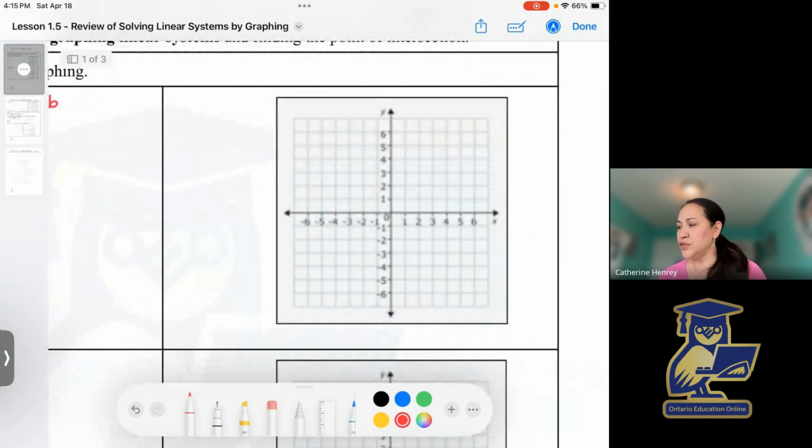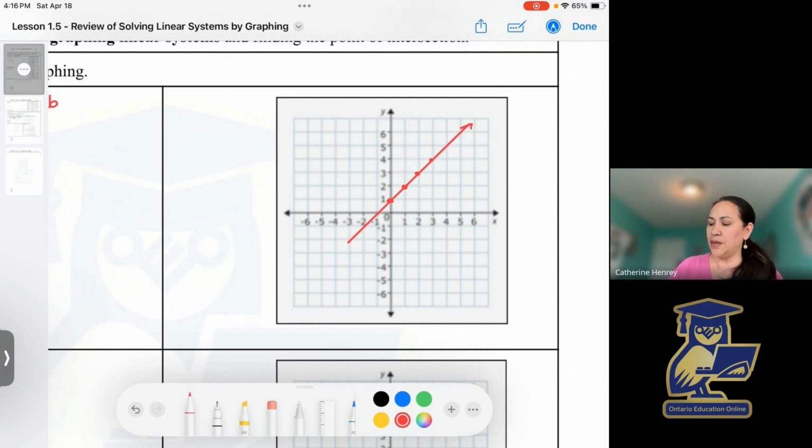For the first one, we have an intercept of 1. So there's 1 point. And then we have a slope of 1, so I'm going to go up and over 1, up and over 1. I'm just going to fill in a couple more of these points so that when I draw the line, okay, there is the equation of our first one.